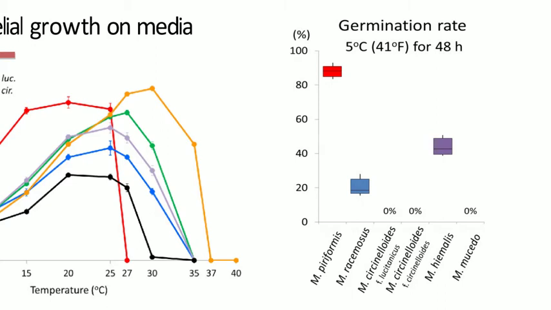Germination rate at 5 degrees Celsius was also examined. Various Mucor species are on the x-axis, germination percentage on the y-axis. Sporangiospores of Mucor piriformis germinate much faster than those of other Mucor species. Finally, pathogenicity tests were conducted.